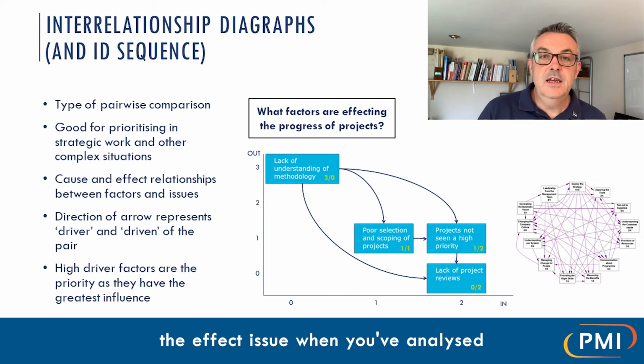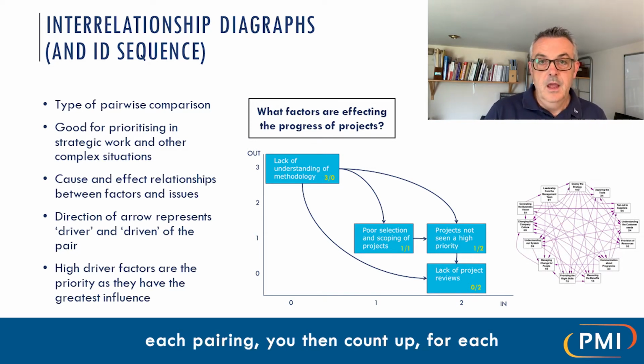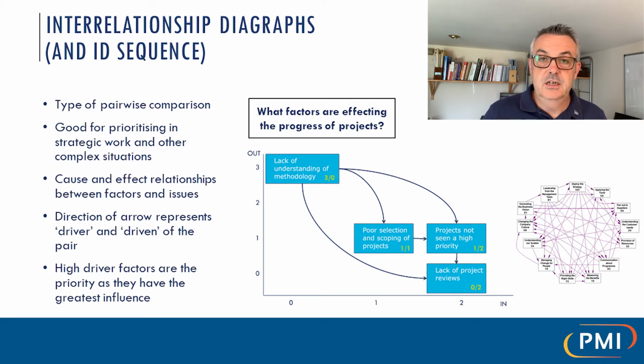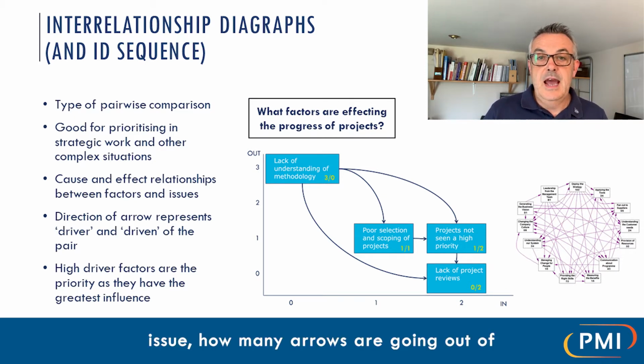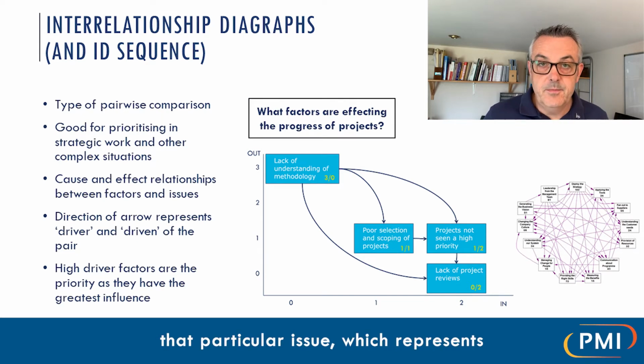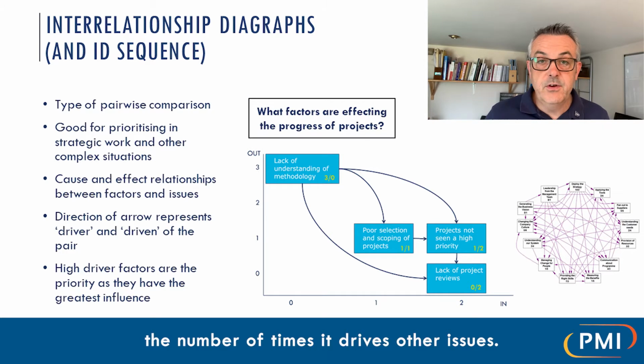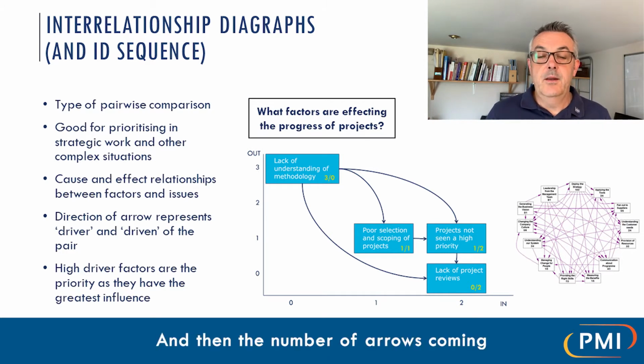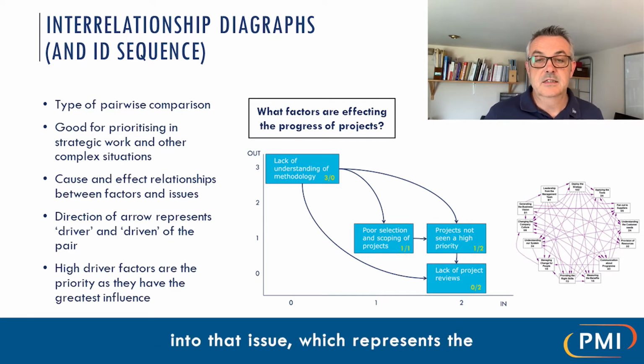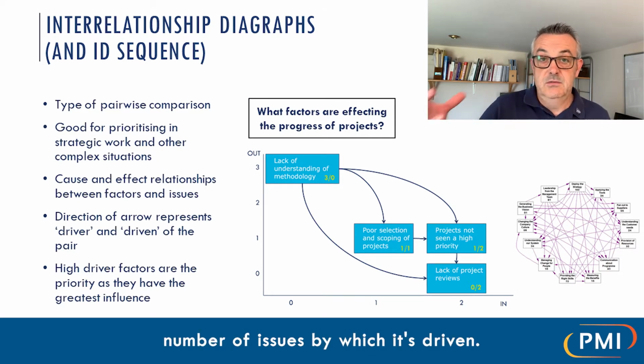When you've analysed each pairing, you then count up for each issue how many arrows are going out of that particular issue, which represents the number of times it drives other issues, and then the number of arrows coming into that issue, which represents the number of issues by which it's driven.